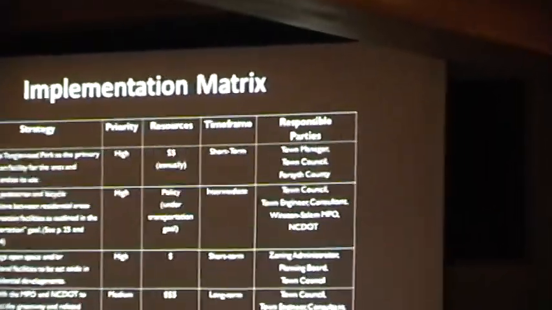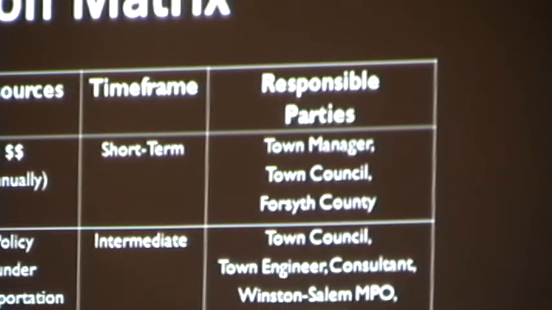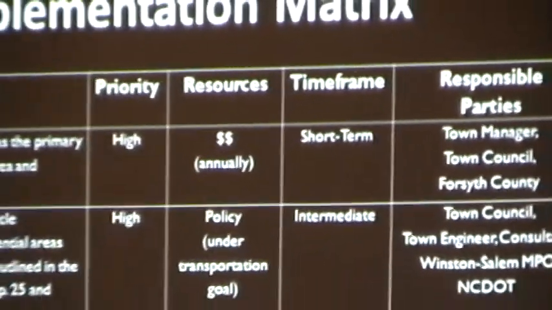And then the responsible parties, who needs to be involved in that strategy and making it happen. In some cases, it might involve the planning board. In some cases, it might involve the town council. In some cases, it involves Davie Utilities or the Winston-Salem Metropolitan Planning Organization. So the responsible parties are also listed in that implementation matrix, so that every year, annually, when the town council is figuring out the budget for the next year, they can look back at the plan and sort of know what to be working on next.